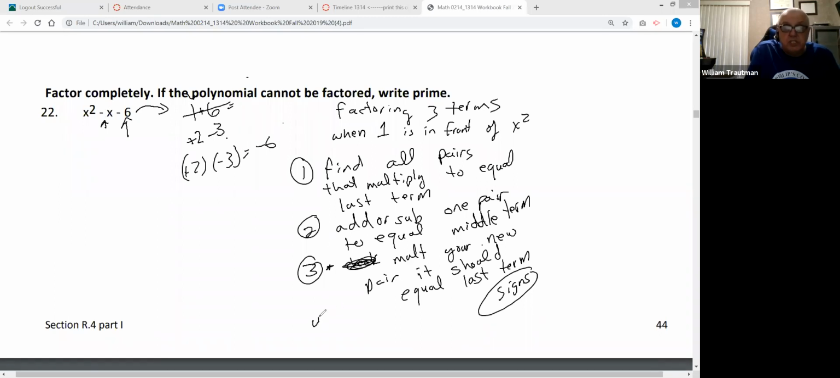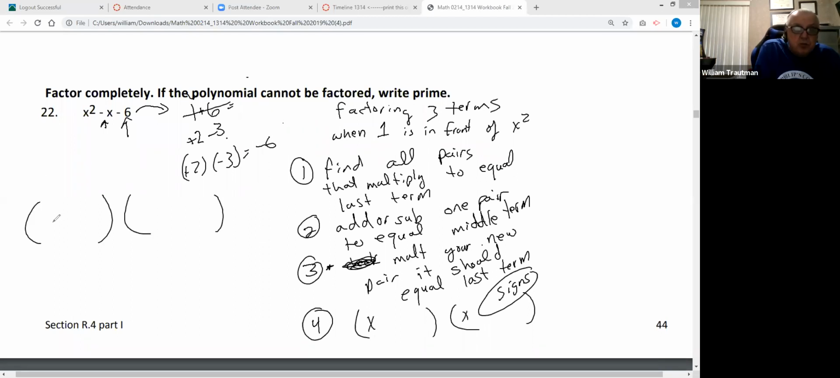So there's only one more step. Write your 2 parentheses, put x and x at the beginning. So this is the last step. Write your parentheses, put x and x at the beginning, right? X times x is x squared. You always put whatever letter that is there at the beginning. And then use your pair in parentheses.